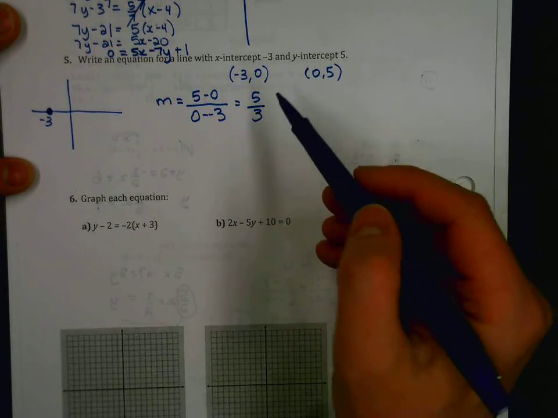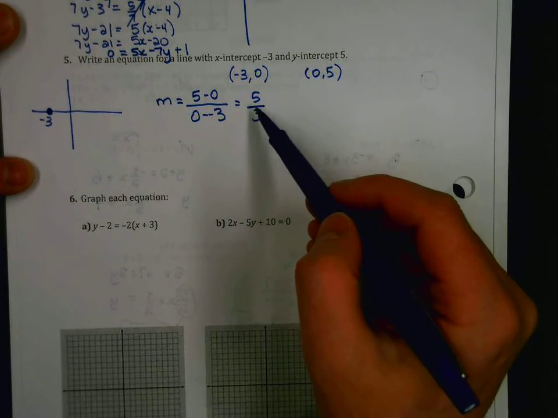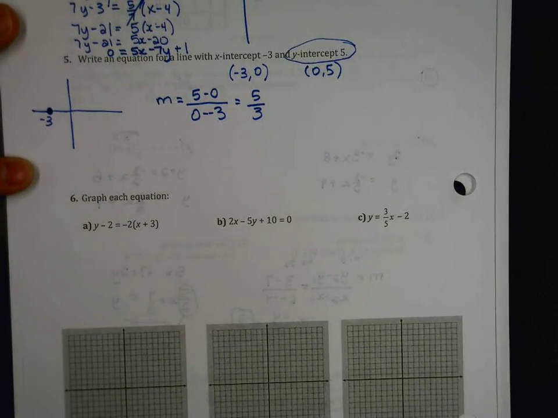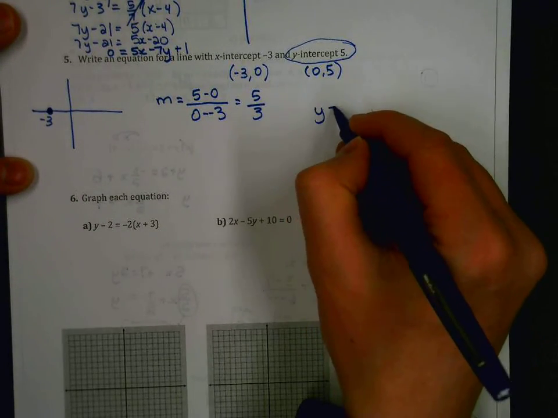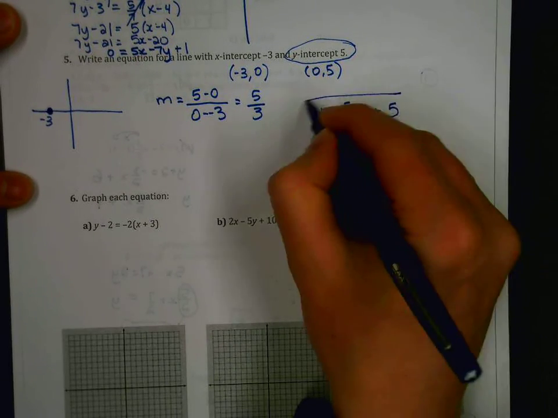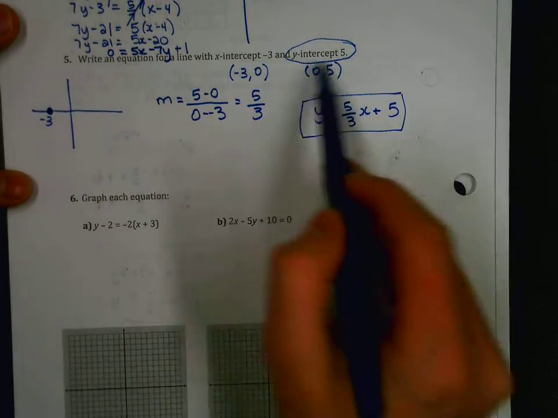And usually at this point we'd go into point slope form, but because we have a very, very special point, a y-intercept, we can go y equals mx plus b. And there is a line in any form.